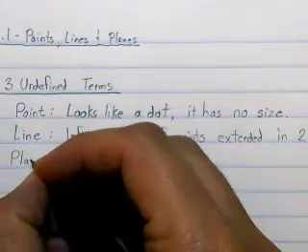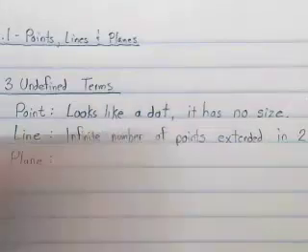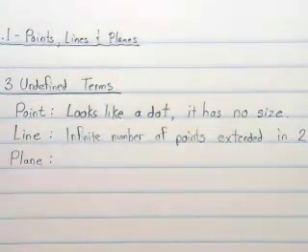And then our third undefined term is plane. Anybody know what a plane is? Other than the ones that fly through the air? It's a flat surface, good. And kind of like a line. You know, a line extends forever in two directions. A plane extends everywhere, in multiple directions, infinitely.